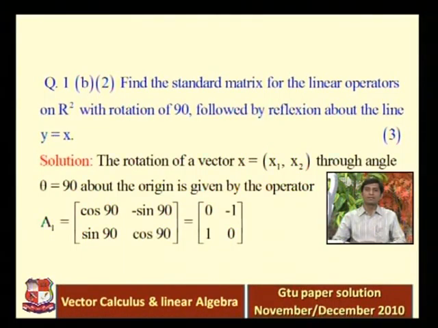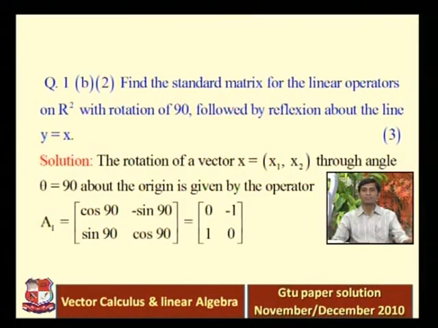So first of all, we have to find the standard matrix for the rotation. The rotation of a vector x = (x1, x2) through angle theta = 90 about the origin is given by the operator with this matrix A1. A1 is [cos 90, -sin 90; sin 90, cos 90], that is equal to [0, -1; 1, 0]. So this is the standard matrix for the rotation with angle theta = 90. And now we want to find the standard matrix for the reflection about the line y = x, and then we have to multiply these two 2x2 matrices.